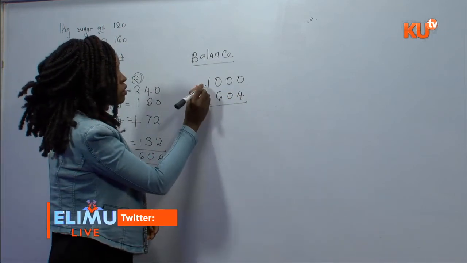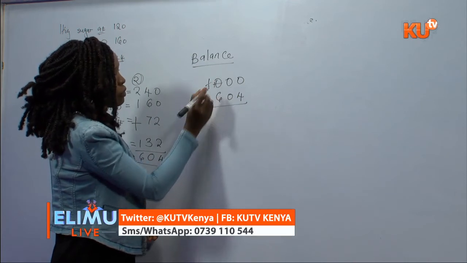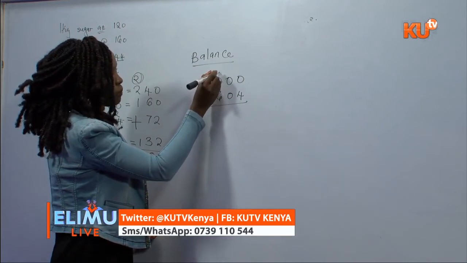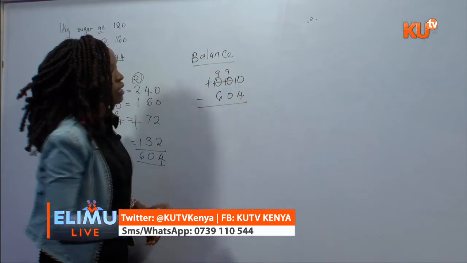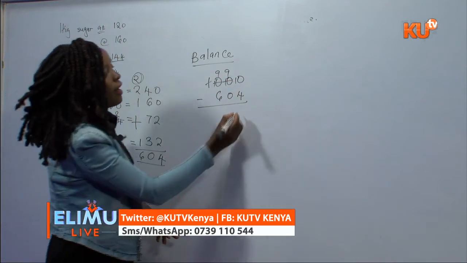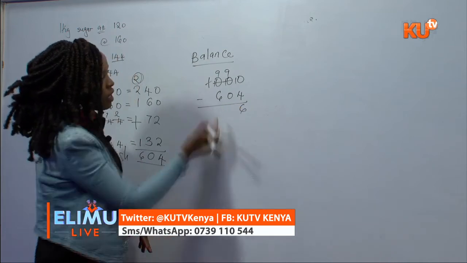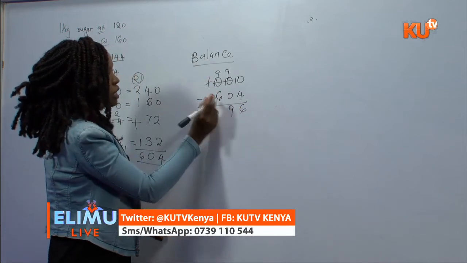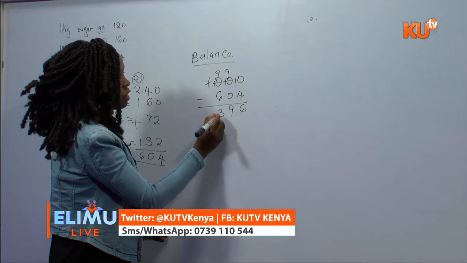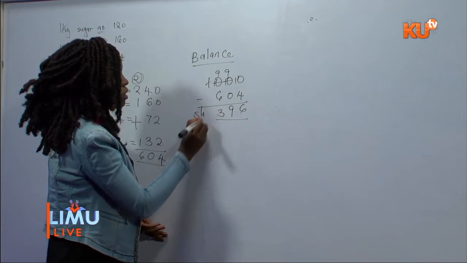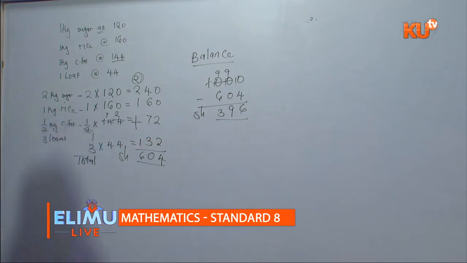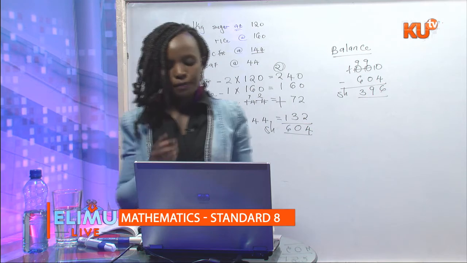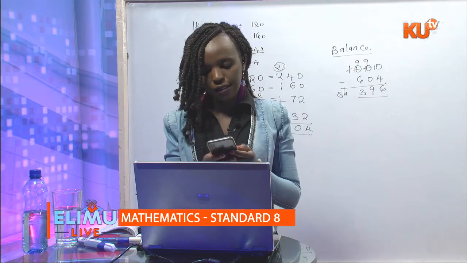We borrow from this one, 10, we borrow again from here, we get 9. We borrow again, we remain with 9. I bring 1, now I have 10. 10 minus 4, I get 6. 9 minus 0 is 9, then 9 minus 6 is 3. So the balance that she received was 396 shillings. And that was the balance, and that was the answer for that year.